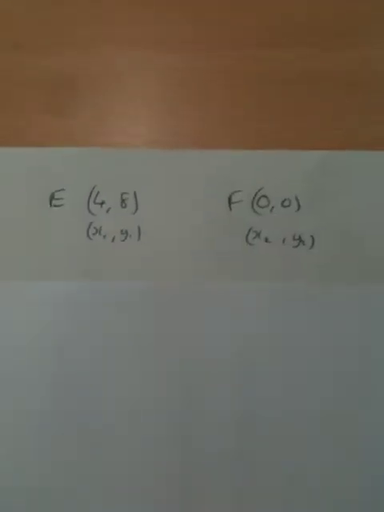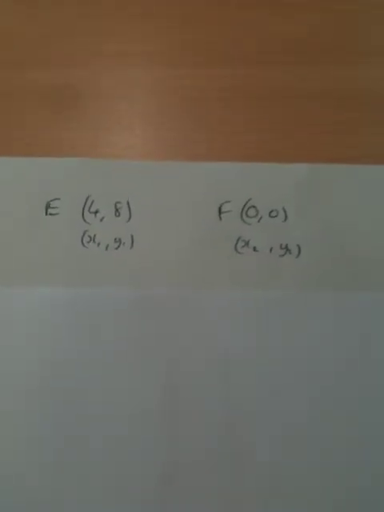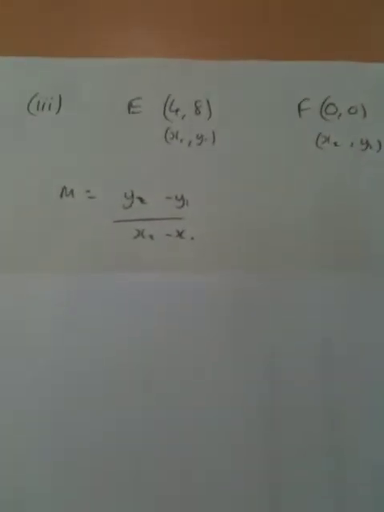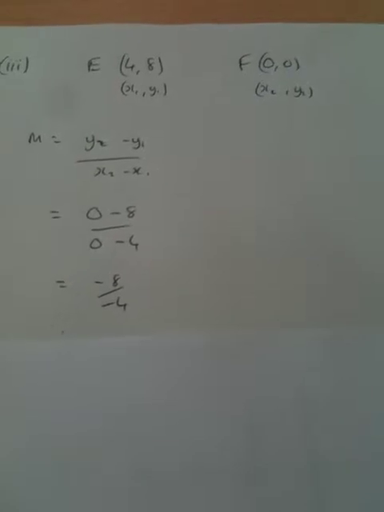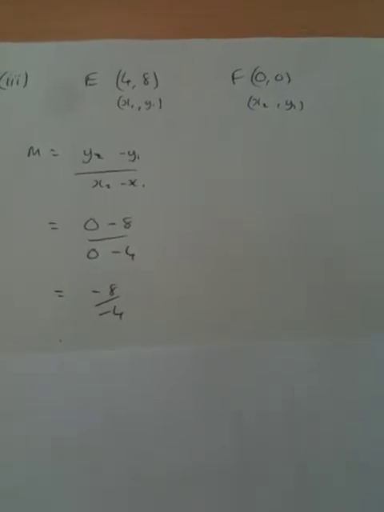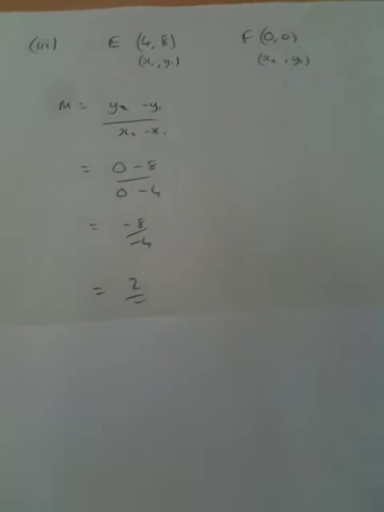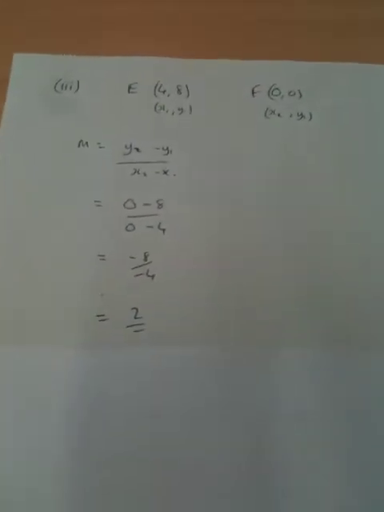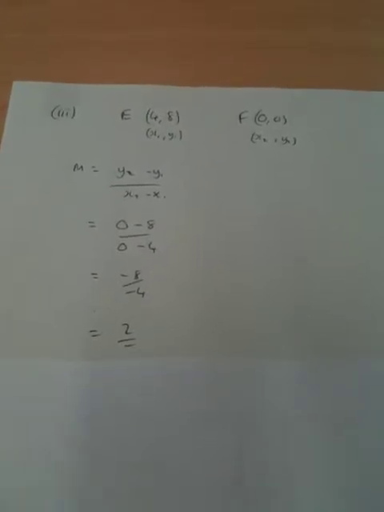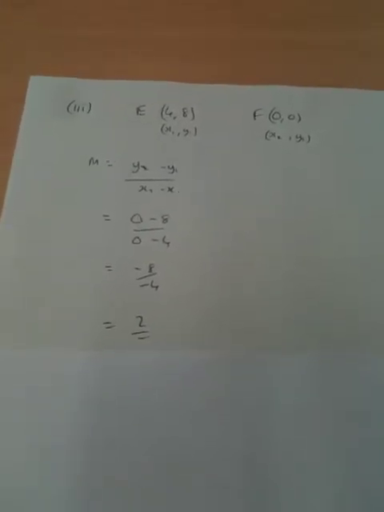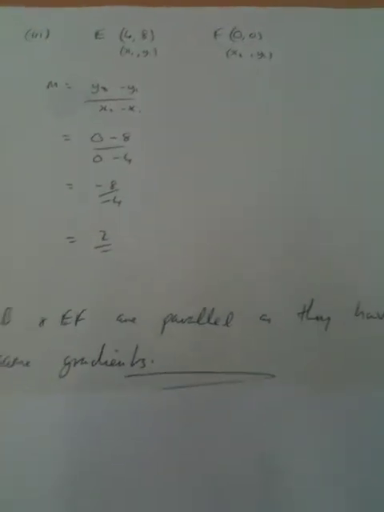On to the third part, E and F, x1, y1, x2, y2. Write down the formula, substitute in. 8 divided by 4 is 2, minus divided by minus is a positive, so we'll just get 2. Question also asked, which pair of lines are parallel? Parallel lines have the same gradient, so AB and EF will be parallel, as they have the same gradient. On to question 3.